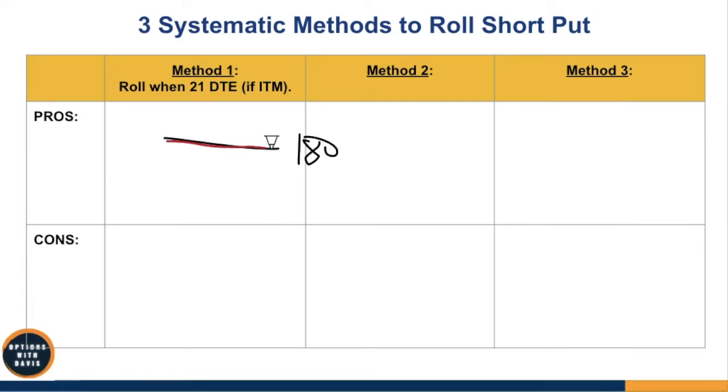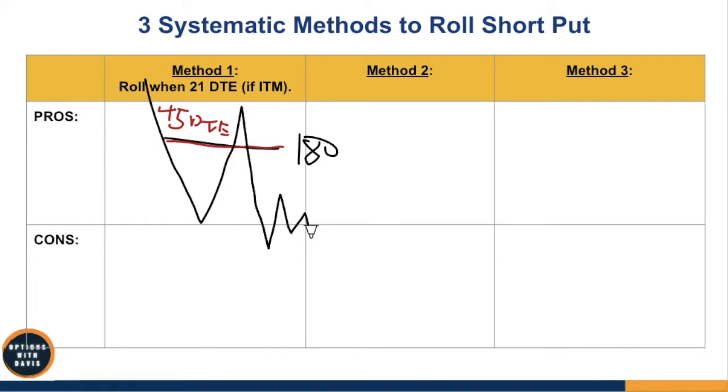Let's say you have a short put at 180. During this whole time, let's say you sold this at 45 days to expiration. Regardless of what the market does, if it goes down, up, all the way down, no matter where it goes, you do not do any rolling until you reach the 21 days mark, until it becomes 21 days to expiration.